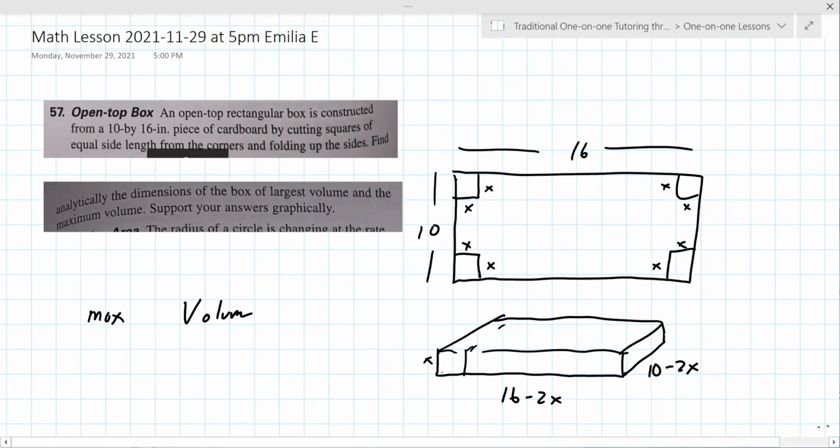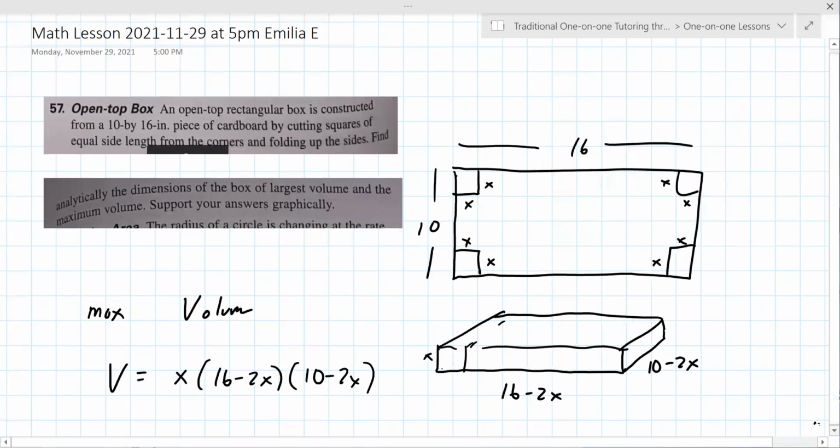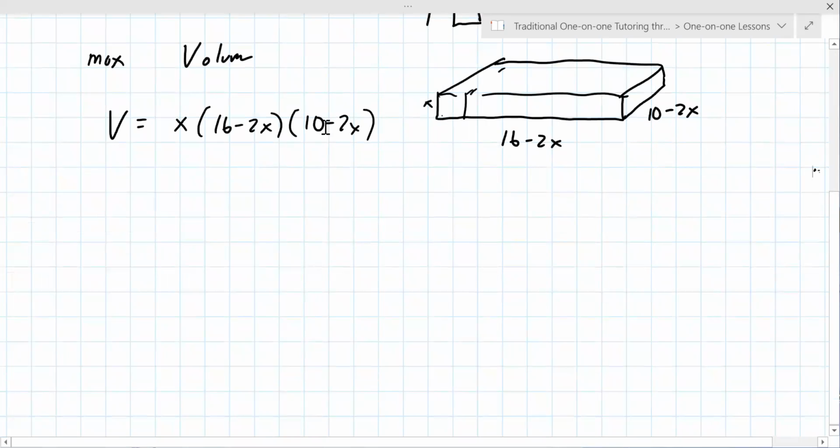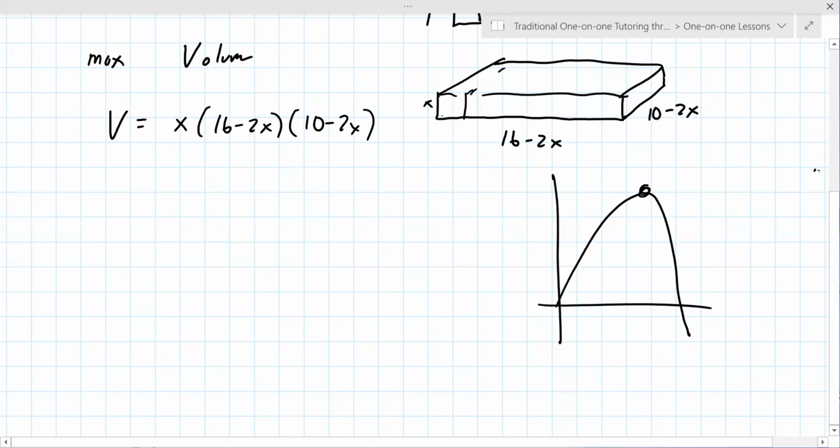Okay. So now volume is equal to length times width times height. It's x times 16 minus 2x times 10 minus 2x. And that's it. So in pre-calculus, you would graph this. It looks something like this, and you find that spot right there. But because you're in calculus, you can take a derivative, set it equal to 0, and that's what you're expected to do here. Before you take a derivative, though, you want to multiply.